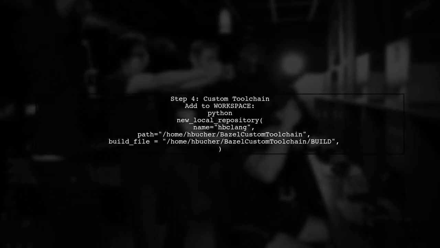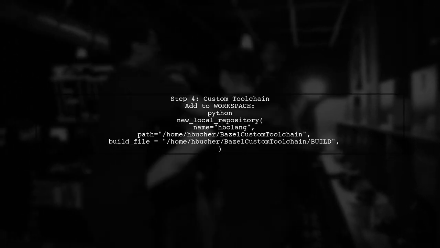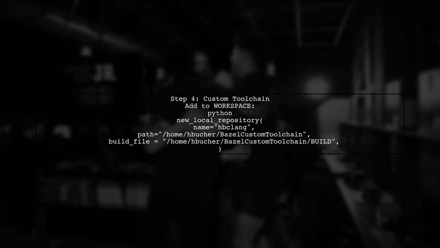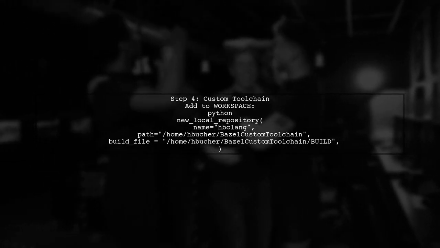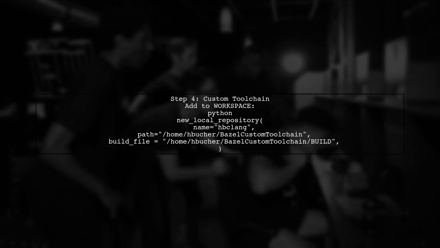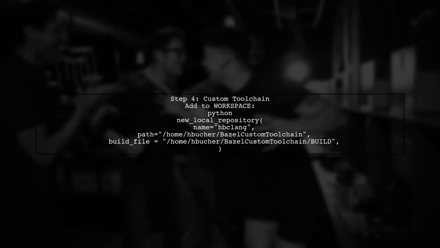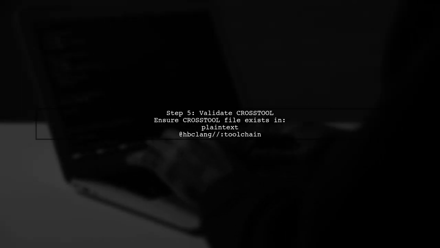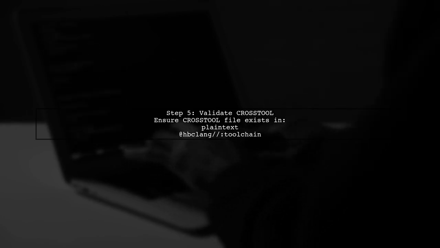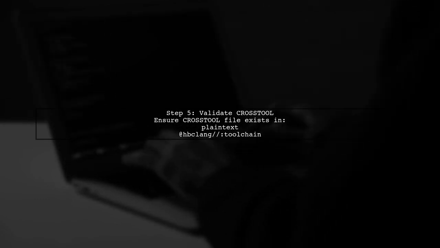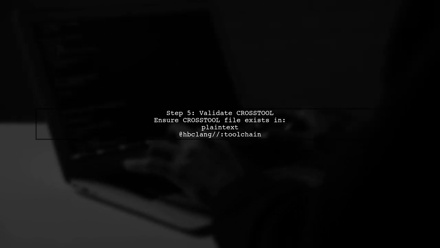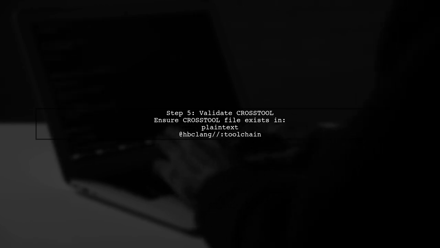If modifying the cross-tool file does not resolve the issue, consider creating a custom toolchain. This involves defining a new toolchain in your workspace file. Finally, if you still face issues, check that your custom toolchain includes a valid cross-tool file. This file is essential for Bazel to understand how to use your custom Clang setup.